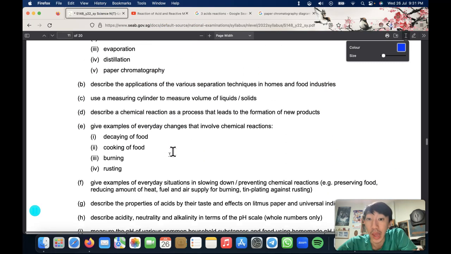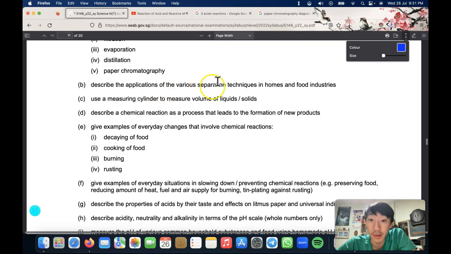Now let's talk about the applications of the various separation techniques in the home and food industry.